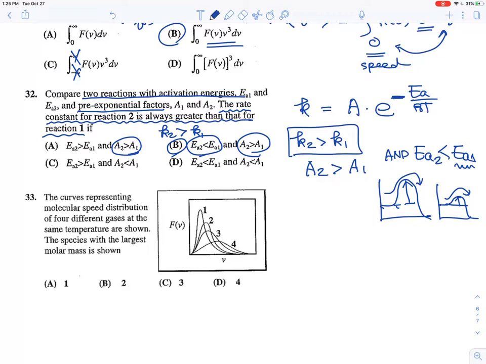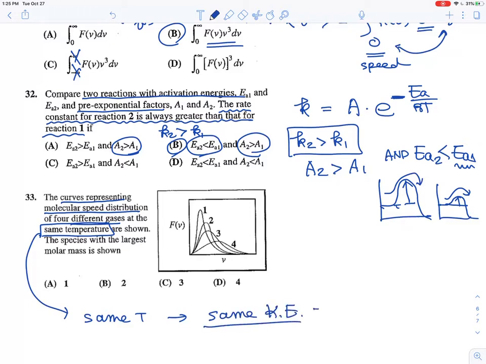Okay, number 33. The curve representing molecular speed distribution for different gases at the same temperature. Same temperature means same kinetic energy, right? Kinetic energy is half times mv squared. So if m goes up, your average velocity comes down. So the species with the largest molar mass, this is the heaviest one. So A is the correct answer.